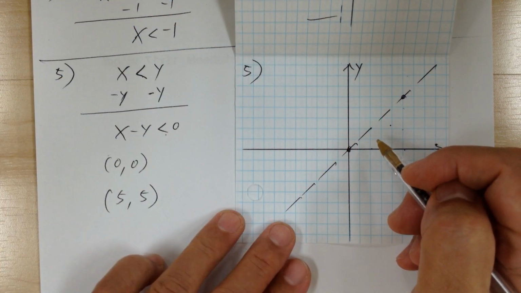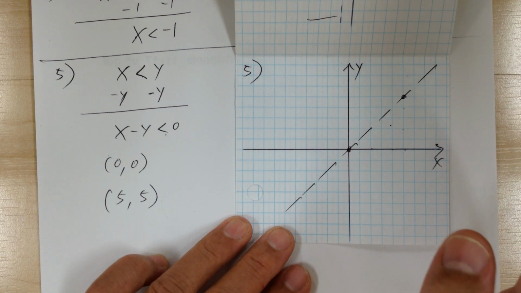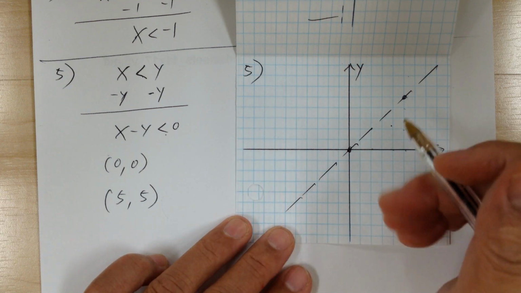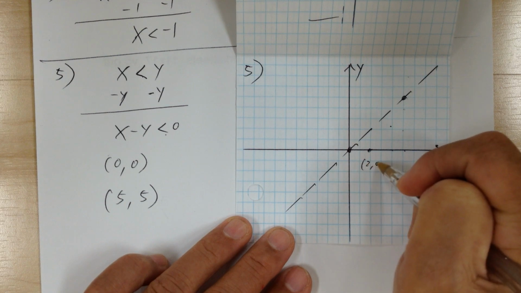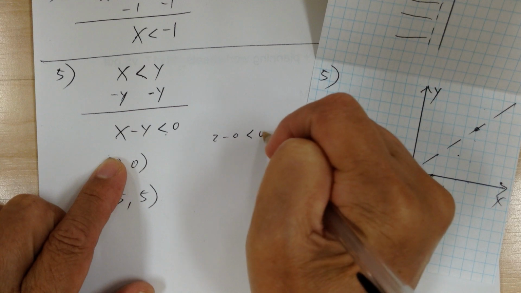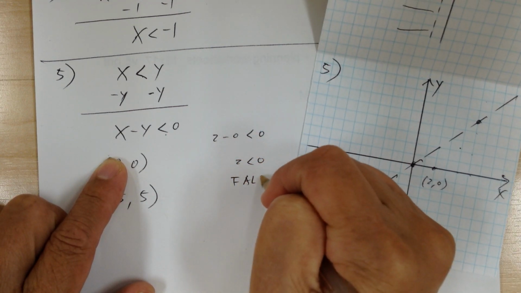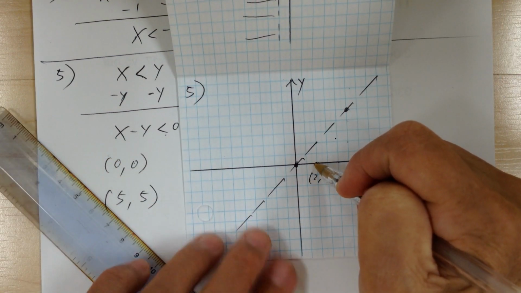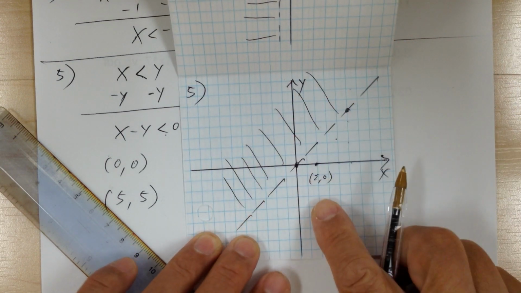Okay, so once you graph, now to do shading, you have to choose a testing point that is not on the line. You can choose any point that is not on the line. For example, if you choose this point, and this would be 2, 0, right? You put it in here, so you got 2 minus 0 is less than 0. So you got 2 less than 0. Okay, so this is false. That means this point is no good, so your graph will shade in on this part over here.